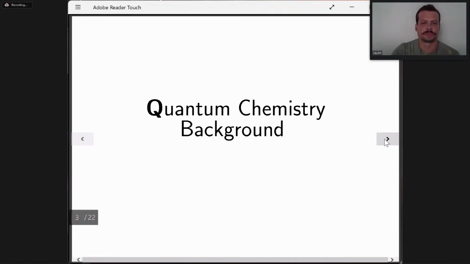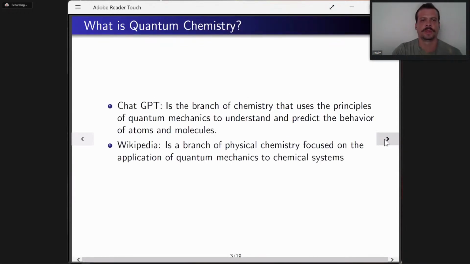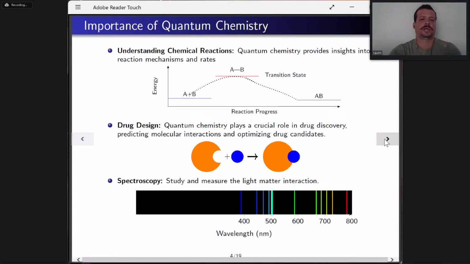So, starting with the quantum chemistry background. What is quantum chemistry? According to ChatGPT, it is a branch of chemistry that uses the principles of quantum mechanics to understand and predict the behavior of atoms and molecules. And according to Wikipedia, it is the branch of physical chemistry focused on the application of quantum mechanics to chemical systems. So it's basically quantum mechanics applied to chemical problems. Which kind of chemical problems? Here I have 3 examples.